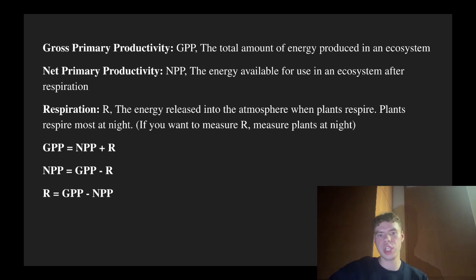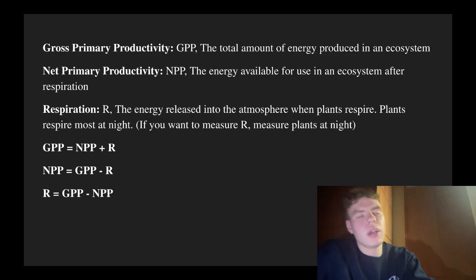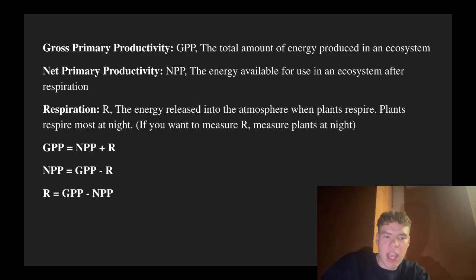All right, GPP, NPP, and respiration. So this is a measure of how much energy is available in an ecosystem for use. So think about it like this. Gross primary productivity is the total amount of energy produced in an ecosystem. This is just gross. Sorry.